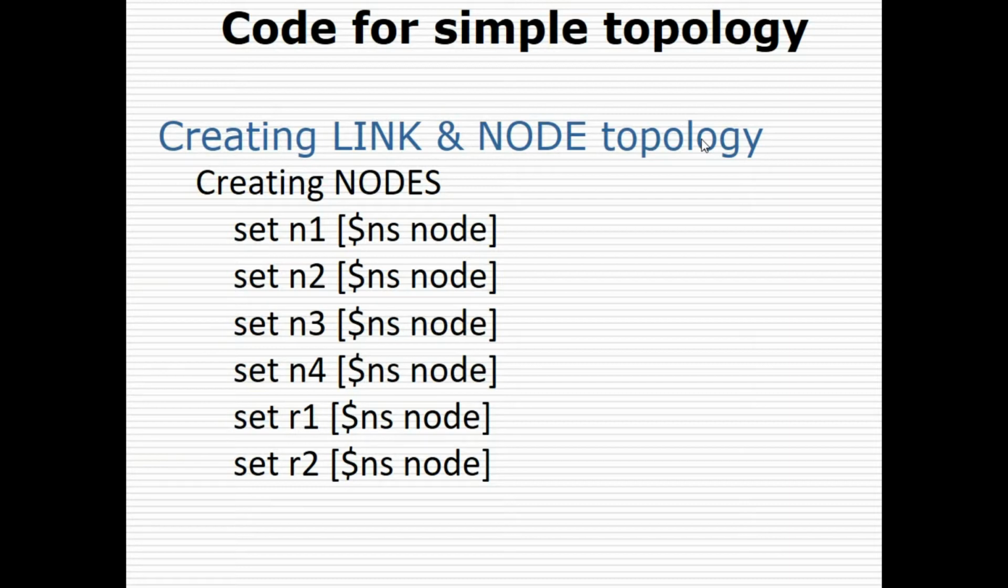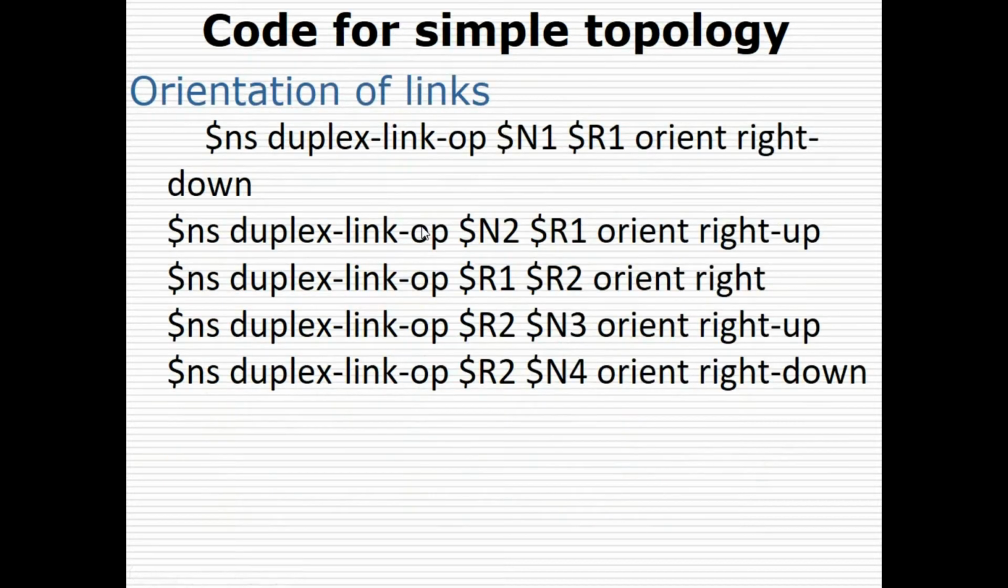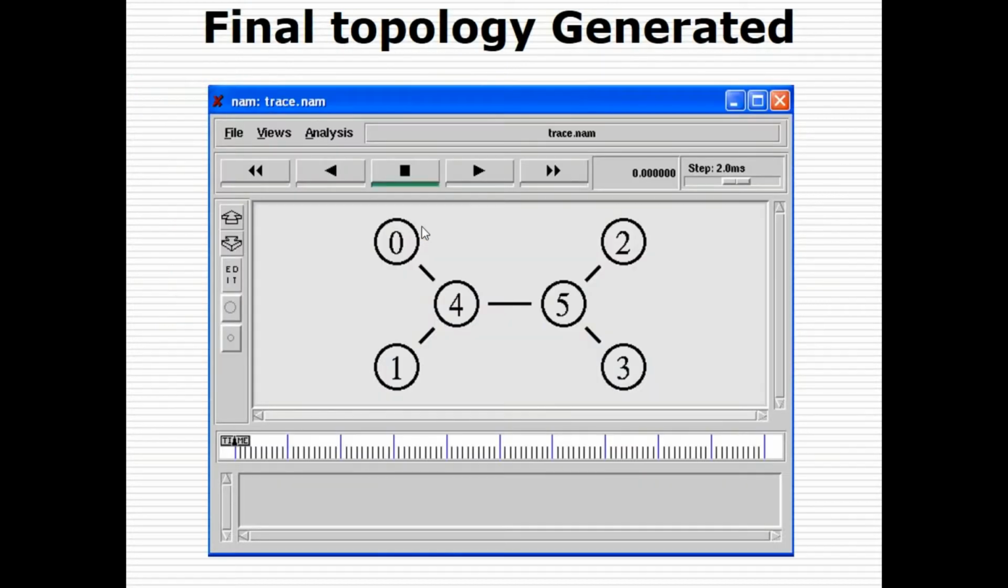So n stands for nodes, and r1 stands for ns node and set router one. And here we create the links, in which we have created duplex links. Here the delay time is specified as well as the speed. The drop tail queue is also there, so you can see over there. And now it contains the orientation of the links, whether it will be transmitting right, or right up, or right down, so you can see. And here it will be generating this type of topology.